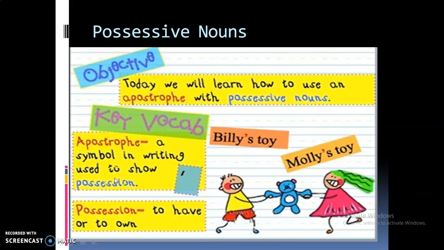The apostrophe is a symbol used in writing to show possession. See, this is the symbol. I believe you know the symbol. So Billy's toy, it belongs to Billy. This is Billy's toy, and she says it is Molly's toy. So see the apostrophe. This is possessive nouns, not possessive pronouns. So Billy says it's his toy, Billy's toy, Molly's toy. Possession is to have or to own. That is the meaning of the word possession.